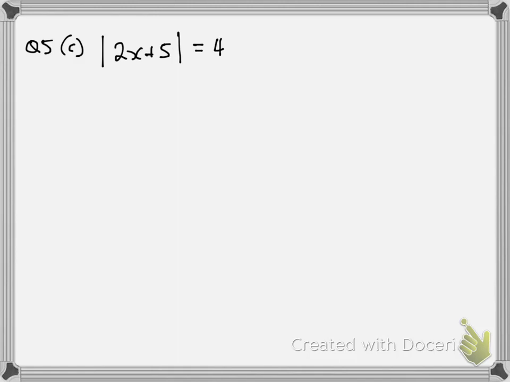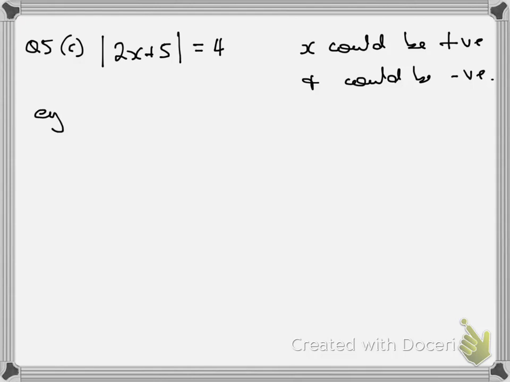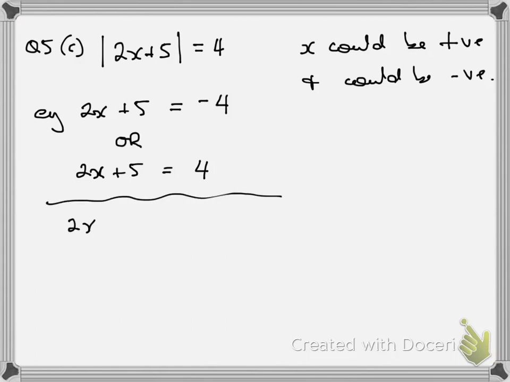So what it means is that it could be positive, and it could be negative to solve it. Okay, so e.g. 2x plus 5 could equal -4, or 2x plus 5 could equal +4. Either one of those equations will actually give you the right answer. I'll explain it. So let's see, if we look at 2x plus 5 equals -4, 2x will equal -1, x will equal -1/2. If I put -1/2 back into the original question, I'll get +4, and that's okay because that's what it equals.